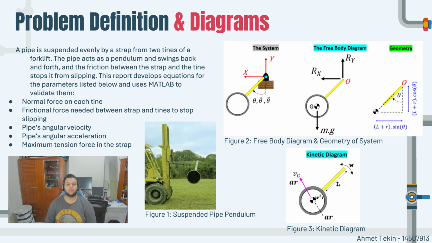So here we look at the suspended pipe setup, where the pipe hangs from a strap supported by two forklift pins. This setup acts like a pendulum. The strap provides friction at the contact point with the tines, which prevents the pipe from slipping.